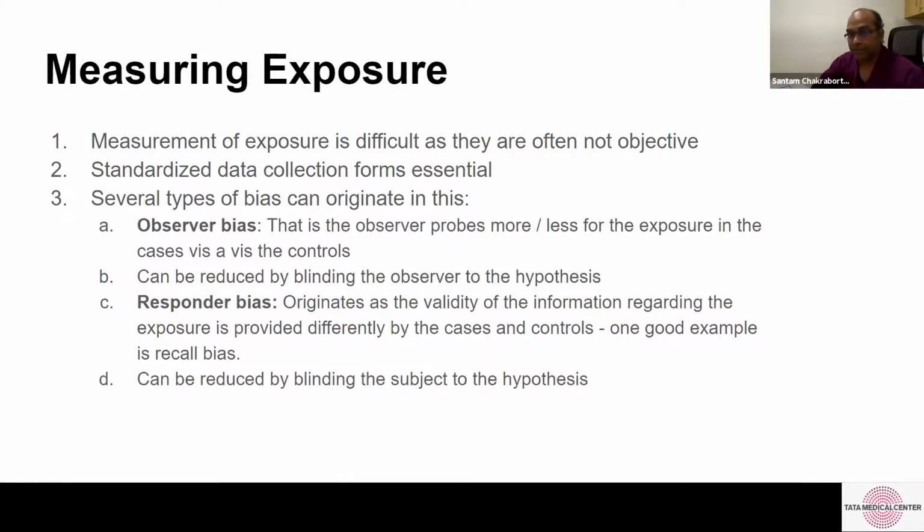Measuring exposure is the next important and difficult thing because exposures are often difficult to measure objectively. Therefore, you need standardized data collection forms, and several types of bias can occur, like observer bias and responder bias. Responder bias can be reduced by blinding the subject to the hypothesis, and observer bias can be reduced by blinding the observer to the hypothesis. So, blinding is not something that is only limited to the realm of randomized interventional studies. Even in observational studies, measuring the exposure can be done in a blinded fashion.